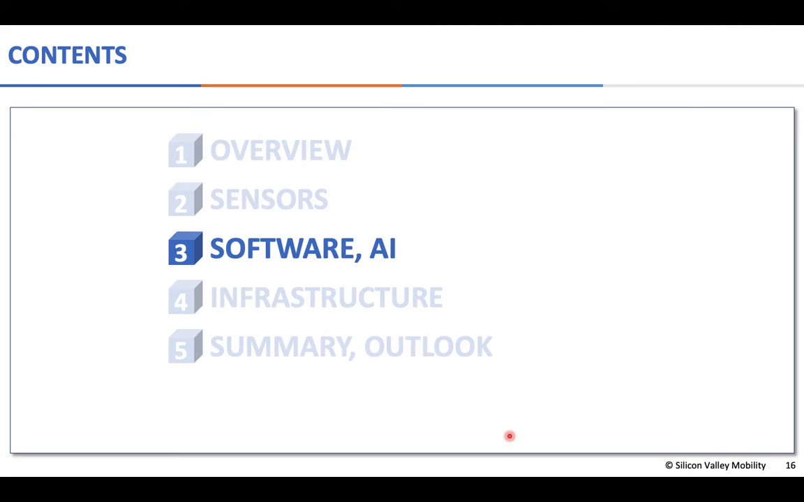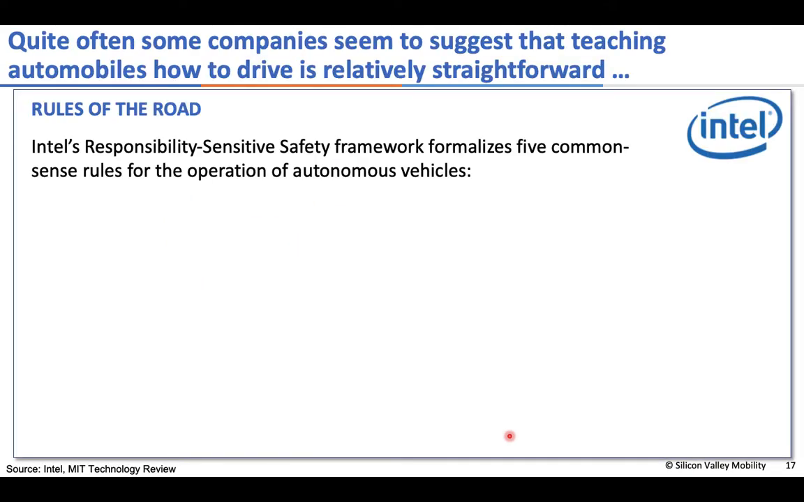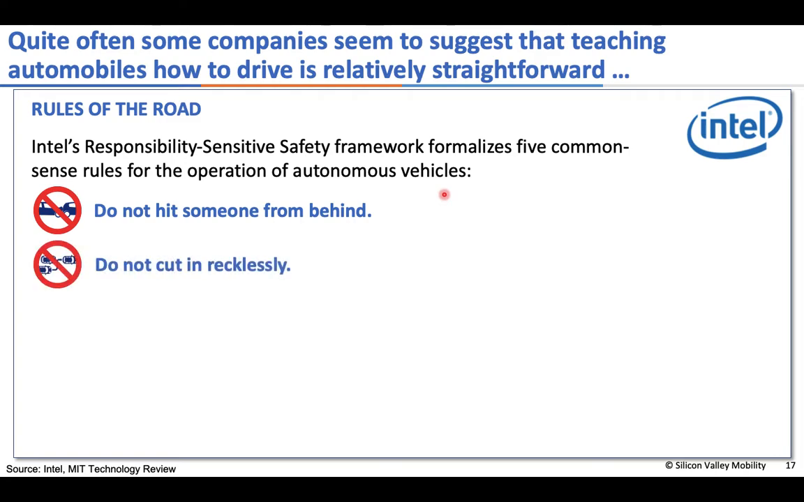So let's talk a little bit more about software and also about artificial intelligence. Honestly, I'm sometimes surprised what technologies companies put out there, how to do automated or autonomous driving for that matter, as they call it. Intel, for instance, said, well, relatively straightforward. You don't want to hit someone from behind. I don't know what they talk about hitting someone from the side or head on. Anyway, they say don't hit someone from behind. Don't cut in recklessly. Okay, I agree with that.